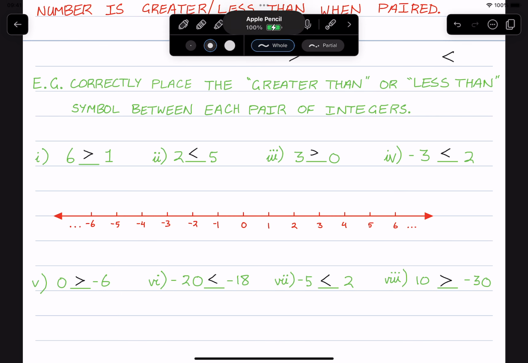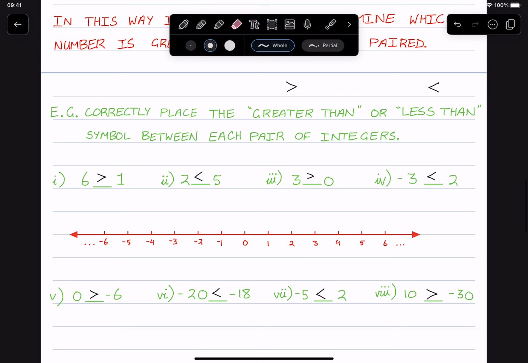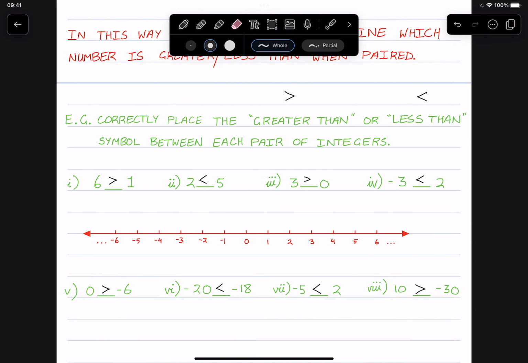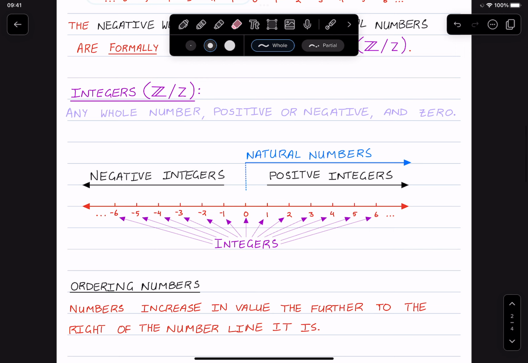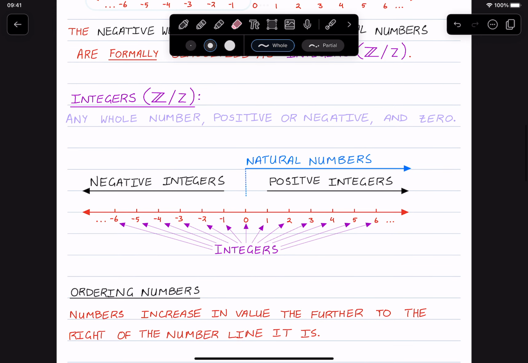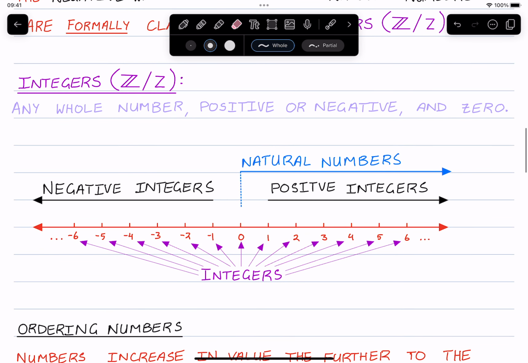I hope that gave you an insight into integers and ordering them and seeing which one's bigger or less than, but also the definitions and understanding what integers are. So I hope to see you in the next video, and best of luck.